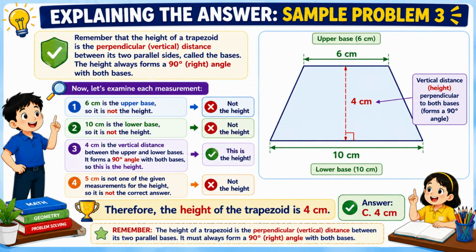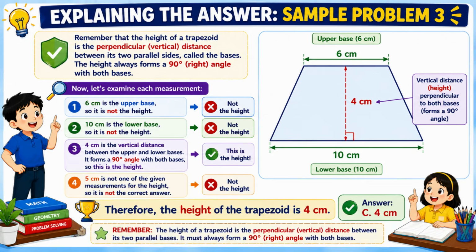Let's identify the height of the trapezoid. Remember that the height of a trapezoid is the perpendicular vertical distance between its two parallel sides, called the bases. The height always forms a 90-degree right angle with both bases. Now, let's examine each measurement.